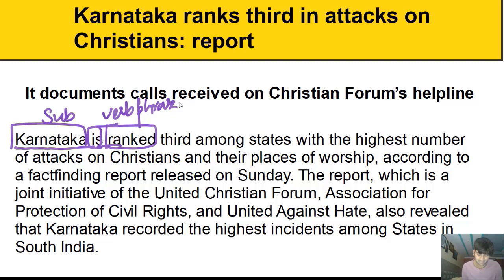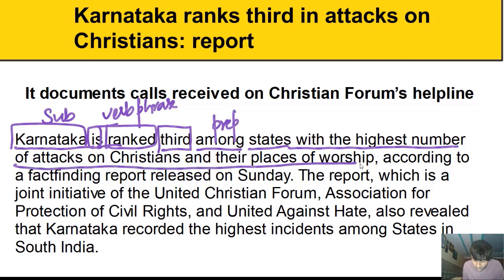So Karnataka is ranked. Karnataka is the subject. We're talking about Karnataka. Is ranked is the verb phrase, where is is a helping verb and ranked is the main verb, in the passive form. Ranked what? Ranked third. So this is the complement of the verb ranked. Without it, it doesn't make much sense. Among is the preposition, and after a preposition we always have the object of the preposition. Now what is the object? Karnataka is ranked third among what? States. Just states? No, not all the states. States with the highest number of attacks on Christians and their places of worship.